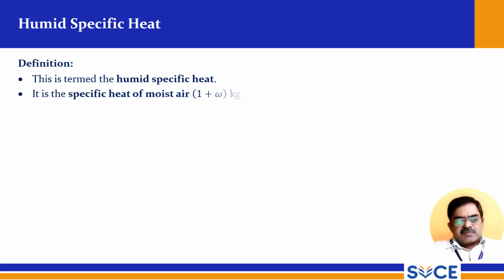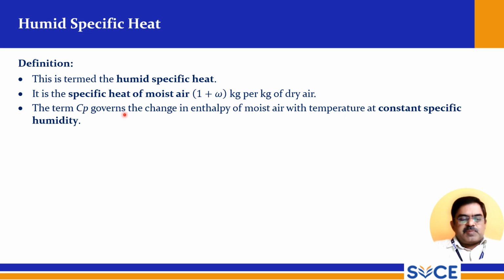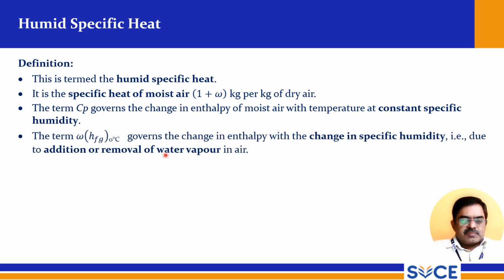This is termed the humid specific heat. It is the specific heat of moist air, that is per 1 plus omega kg per kg of dry air. The term Cp governs the change in enthalpy of moist air with temperature at constant specific humidity. The term omega HFG at 0 degree Celsius governs the change in enthalpy with the change in specific humidity, that is, due to addition or removal of water vapor in air.